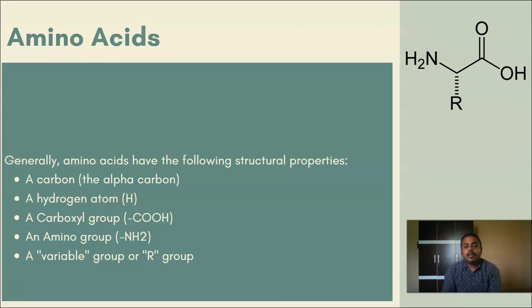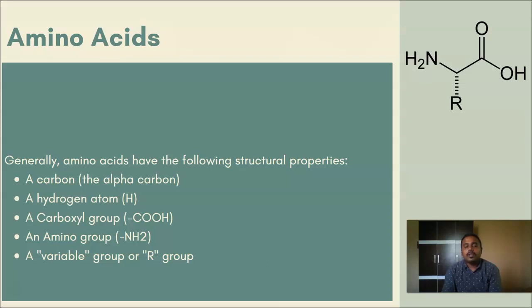Generally, amino acids have the following structural properties. You can see the image on the top right of this presentation. There are 5 components or parts present in an amino acid. The first one is a central carbon, which we call the alpha carbon, to which the remaining 4 groups are attached. The first one is a hydrogen atom, present at the top of this molecule, connected to the alpha carbon.